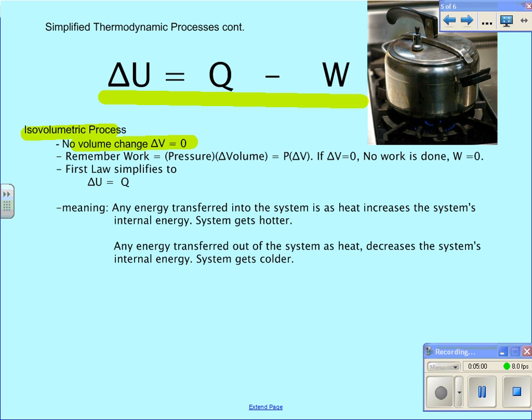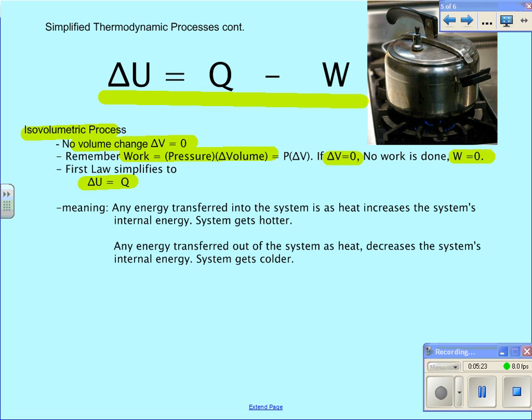You've got to remember, there's no V explicitly in the equation. Where is V hidden? V is hidden in how we talked about how a gas does work or has work done on it. Remember, work done on or by a gas is pressure times the change in volume. So if delta V is 0, the work has to be 0 as well. So the first law in this case, an isovolumetric process, simplifies to delta U equals Q, internal energy change equals heat.